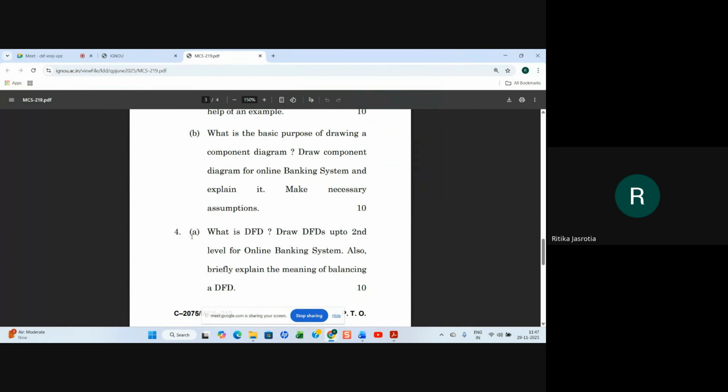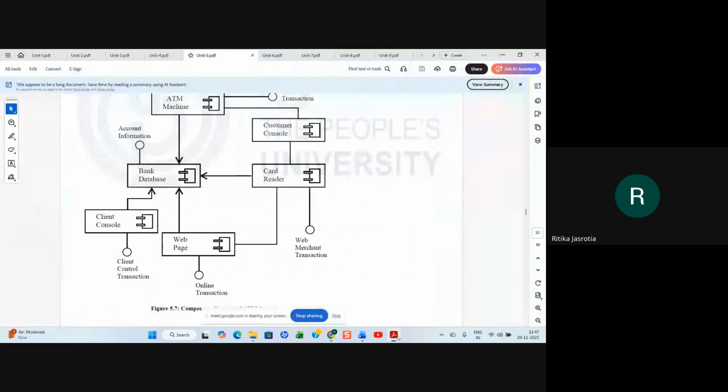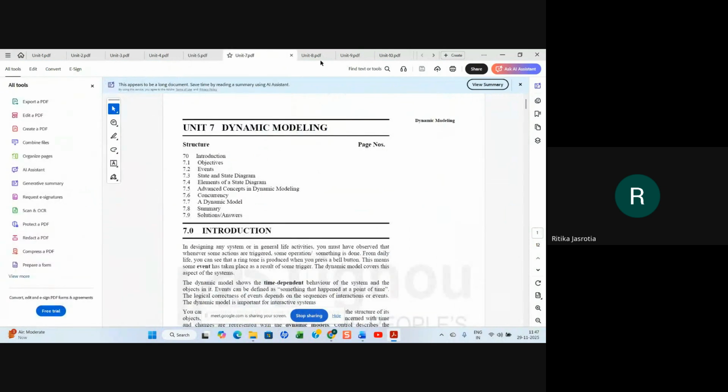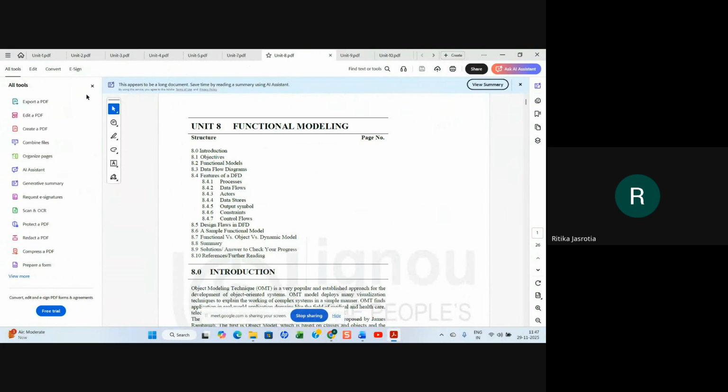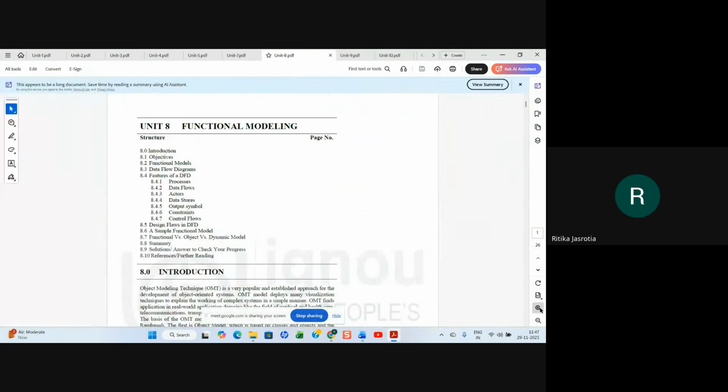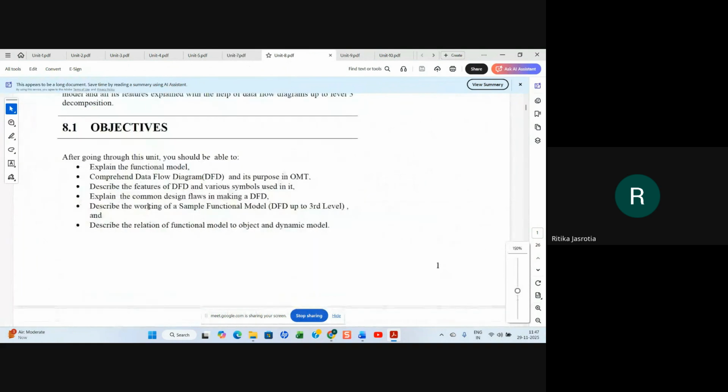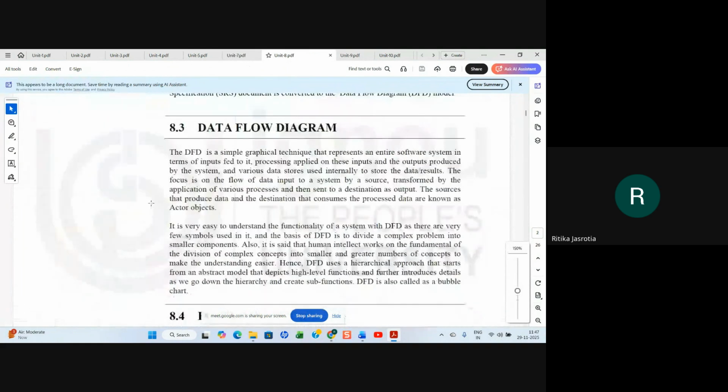Now, fourth question is: what is DFD? Draw DFD up to two levels for online banking system. Also briefly explain the meaning of balancing a DFD. So for the DFD, block 2 unit 8 is there. This is your DFD. So the functional model, data flow diagram. Data flow diagram is a simple graphical technique that represents an entire system.